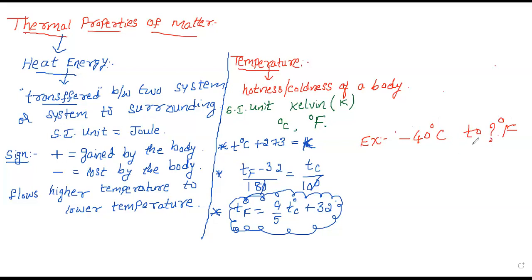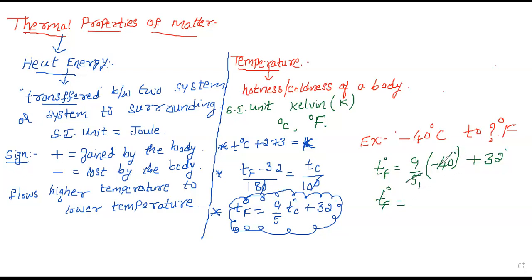Can you convert minus 40 degrees Celsius into degrees Fahrenheit? Will you do the calculation, students? Tell me the formula. Temperature in degree Fahrenheit is nothing but what? 9 by 5 times the temperature in degree Celsius, that is minus 40 degrees Celsius, plus what? 32 degree. So degree Fahrenheit is equal to 9 by 5 into minus 40.